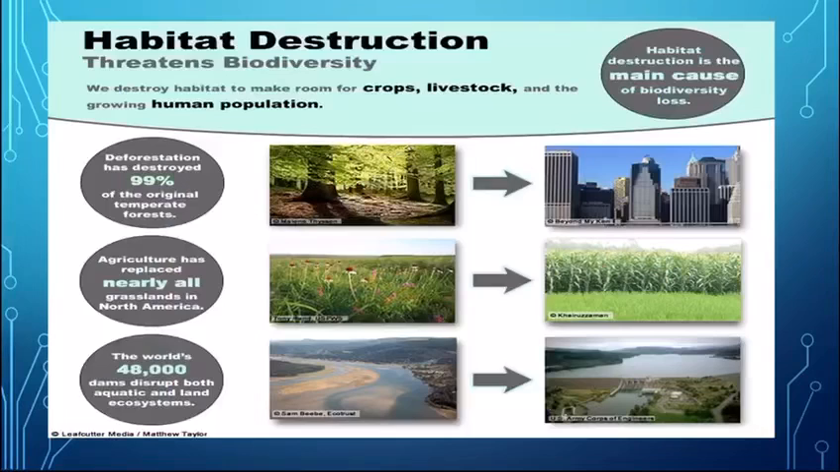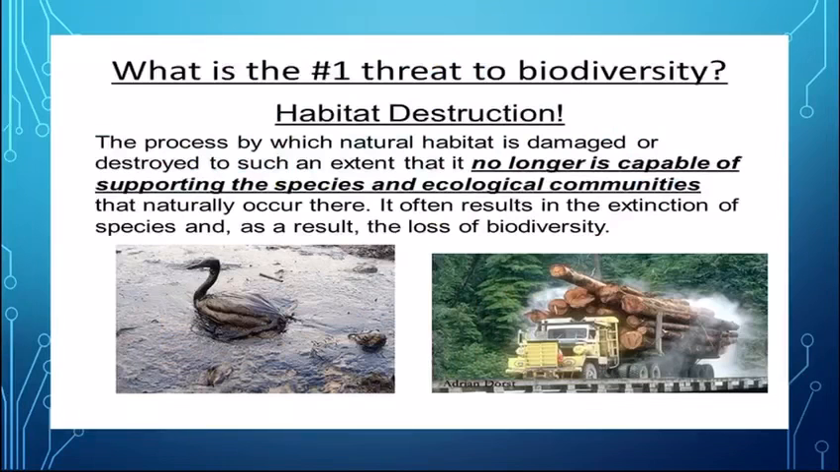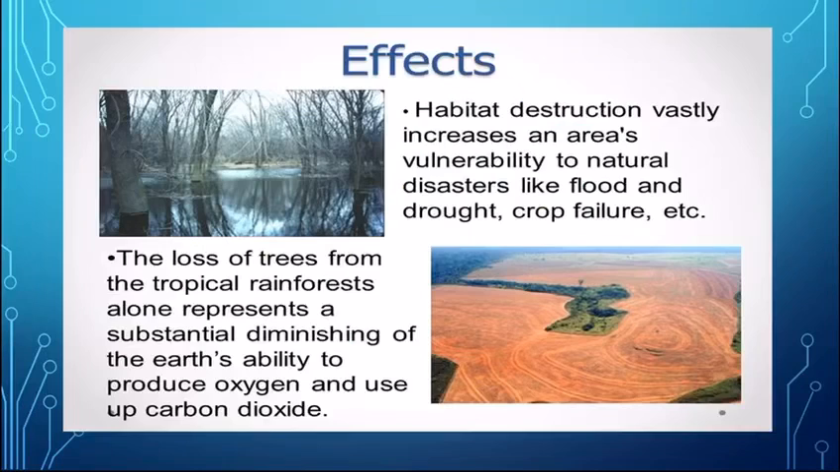And it has been calculated that 99% of this destruction is because of deforestation. So habitat destruction is said to be the number one threat to biodiversity because it results in the extinction of species and finally the loss of biodiversity. The loss of trees from the tropical rainforest also diminishes the Earth's ability to produce oxygen and use up carbon dioxide.